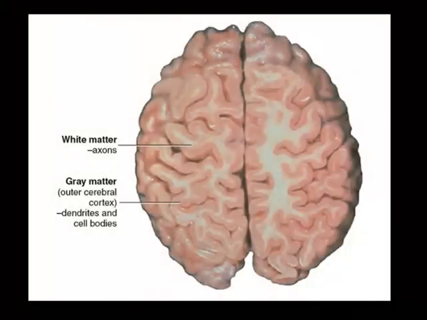The cerebrum is composed of gray matter and white matter. Gray matter consists of unmyelinated nerve fibers, nerve cell bodies, and supportive tissues. White matter is mainly myelinated nerve fibers. The outer 3 to 5 millimeter border of the cerebrum is termed the cortex. It's composed of gray matter.